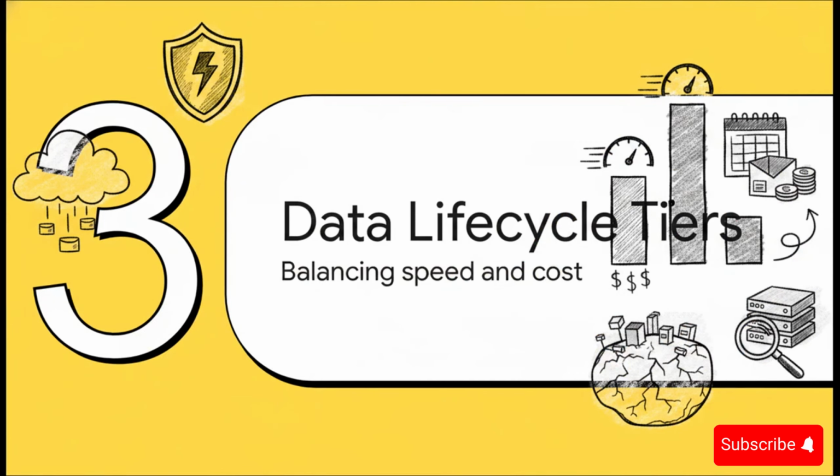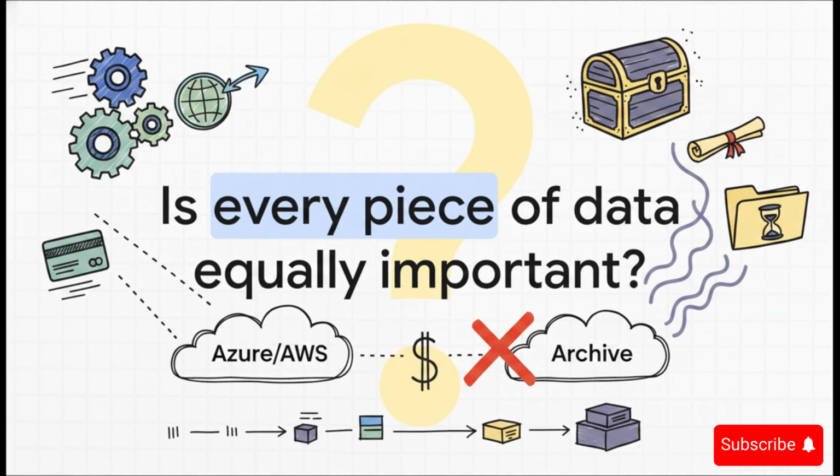All right, let's hit our third and final pillar, the data lifecycle tiers, balancing speed and cost. Okay, so we've neatly organized the data, and we've basically ensured it can survive the apocalypse. But think about the long-term journey of your files. Ask yourself, is every single piece of data equally important? If Azure treated a 5-year-old archived PDF with the exact same urgency as an active live credit card transaction, the infrastructure costs would just go through the roof.